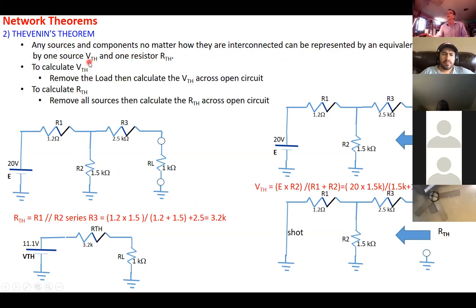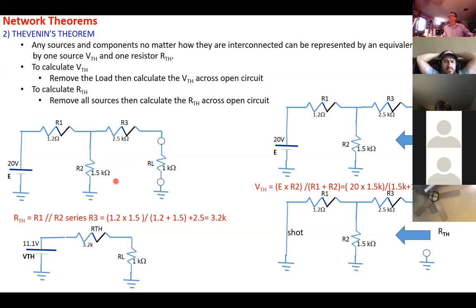That source will be V Thevenin, TH, and the resistor will be R Thevenin. Okay, so on this circuitry here, they get 1, 2, 3, 4 resistors or more, doesn't matter. But what they want is to find the equivalent circuitry with only one source and one resistor. That's the V Thevenin and R Thevenin.